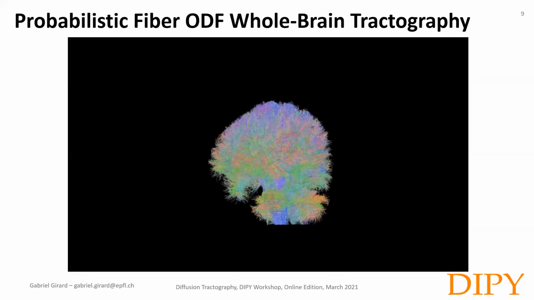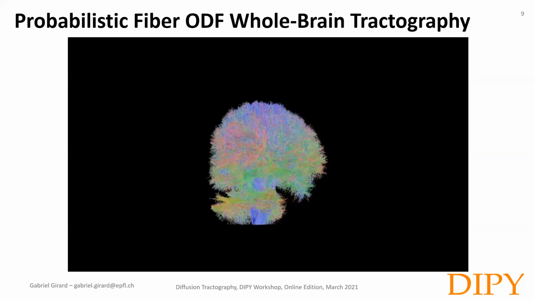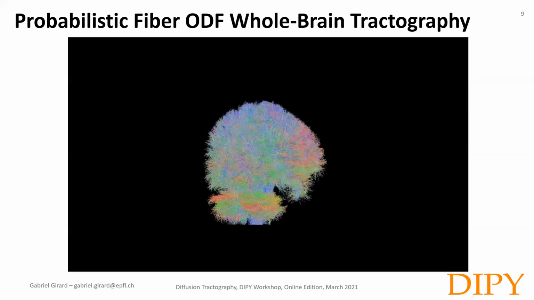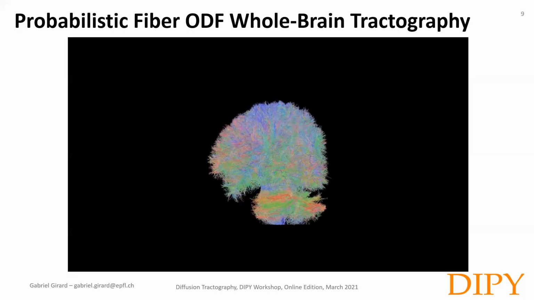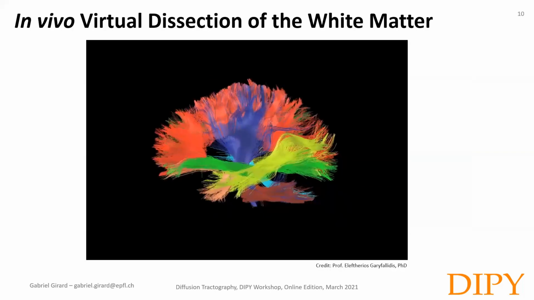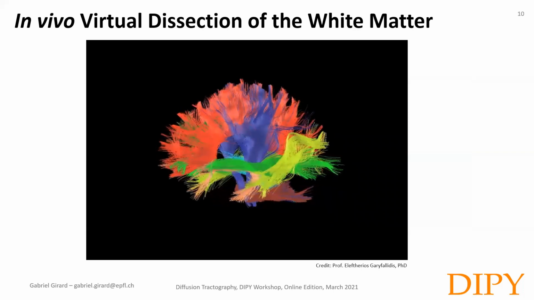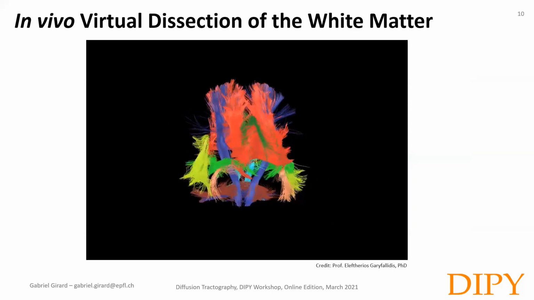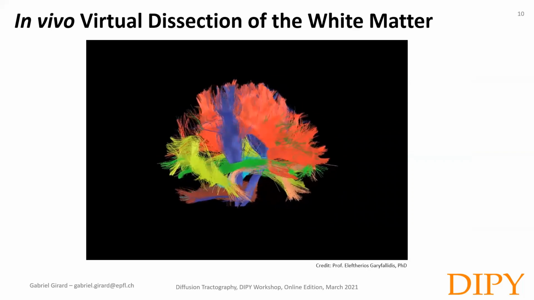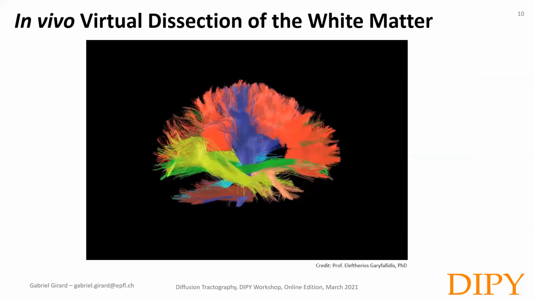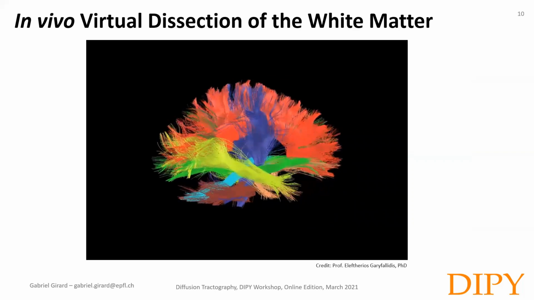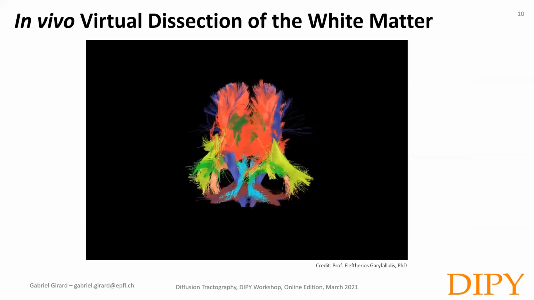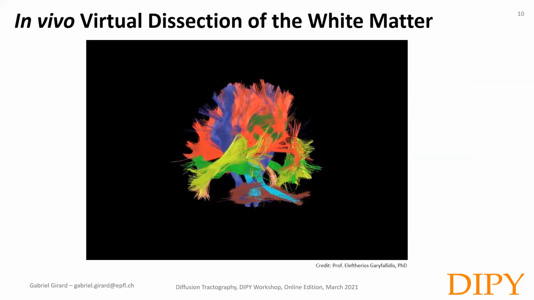If we repeat this approach across all voxels of the brain, we obtain a set of millions of 3D curves, estimating the brain's structural connectivity, which we can then use for virtual dissection and connectivity analysis, this time in vivo and non-invasively. For instance, in this video, you see the corticospinal tract in blue, the corpus callosum in red, the inferior fronto-occipital fasciculus in green.